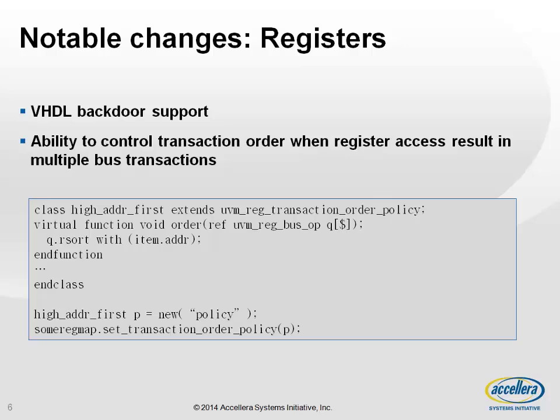A very small example here: it's a high address first policy, which has only a single method, the order policy. You get a queue of transactions, you order the queue of transactions regarding your needs. This is basically the highest address goes first. You make an instance of that policy, and for your register map, you set that ordering policy. And that would order all the accesses from highest address to lowest address.